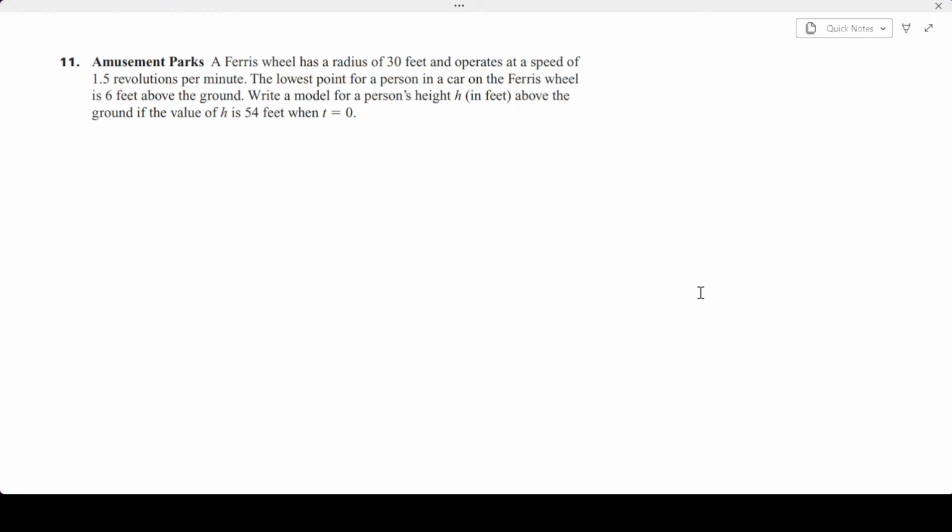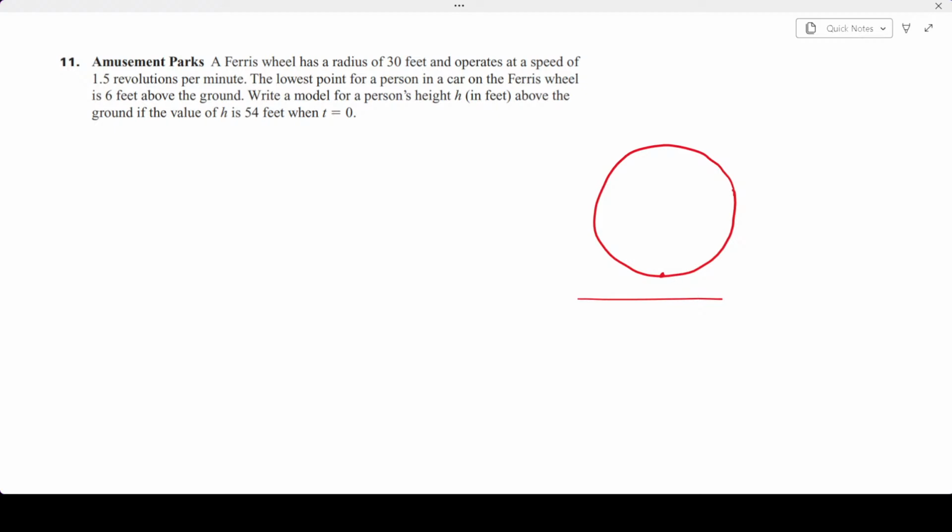So what you can do in this Ferris wheel is find the maximum height and the minimum height. Minimum is 6. Minimum is given, 6 feet above the ground. But it depends on how tall the person is? No, it's the lowest point for a person in the car. He's sitting in the car, so how does the height matter? The height of the person doesn't matter.